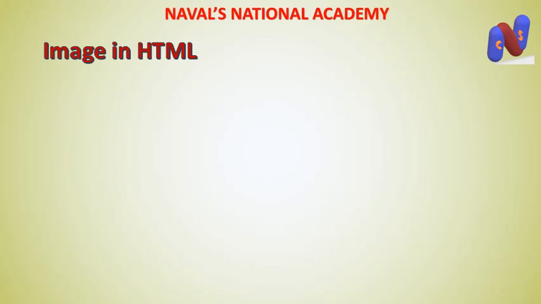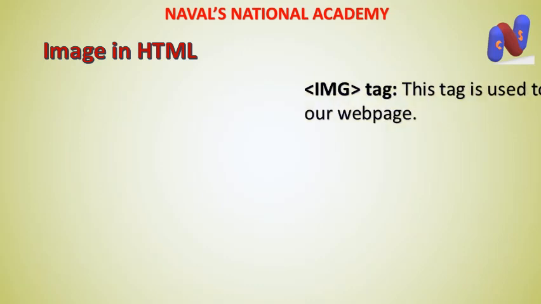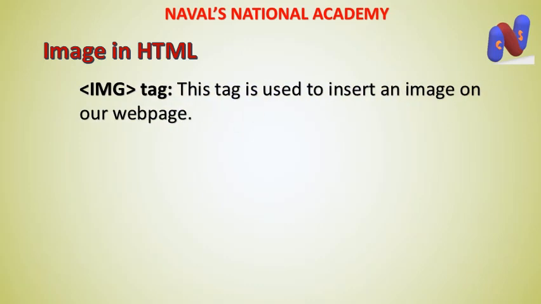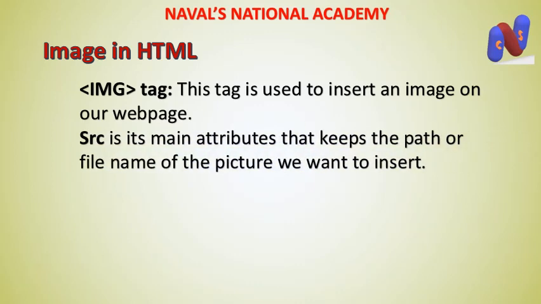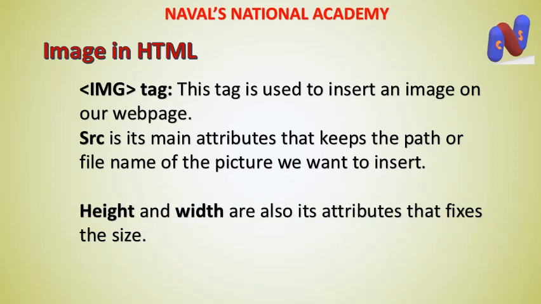Image in HTML means how you can insert an image on your web page. We use the img tag. This tag is used to insert an image on our web page. src is its main attribute that gives the path or file name of the picture we want to insert. Height and width are also its attributes that fix the size of the image on our web page.